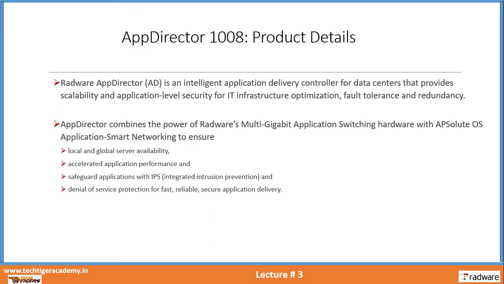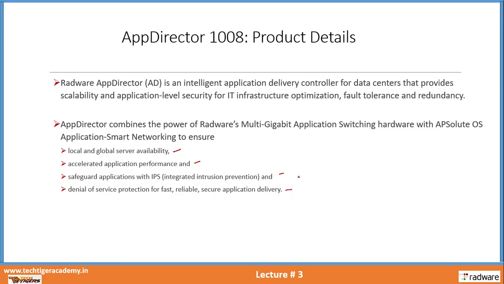Radware AppDirector is an intelligent application delivery controller for data centers that provides scalability and application level security for IT infrastructure optimization, fault tolerance, and redundancy. AppDirector combines the power of Radware's multi-gigabit application switching hardware with application-aware smart networking to ensure that local and global server availability, accelerated application performance, application safeguarding with IPS, and denial of service protection are all there, for fast, reliable, secure applications.